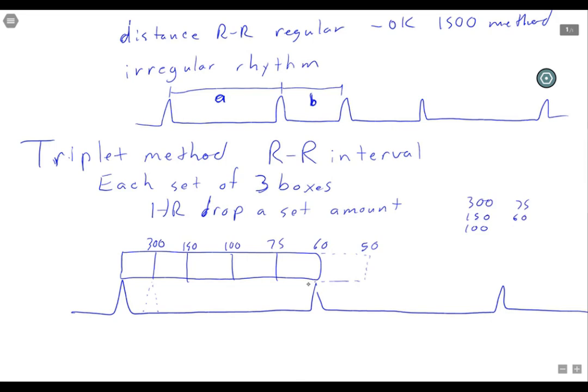75, 60, and 50. So what we can see is our R wave landed at the end of the 1, 2, 3, 4, 5, fifth big box, which gives us a heart rate of 60. So this is roughly a heart rate of 60.